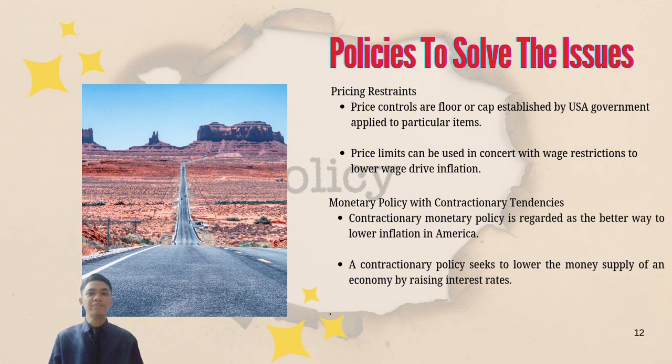Secondly is monetary policy with contractionary tendencies. Contractionary monetary policy is regarded as the better way to lower inflation in America. A contractionary policy seeks to lower the money supply of an economy by raising the interest rates.